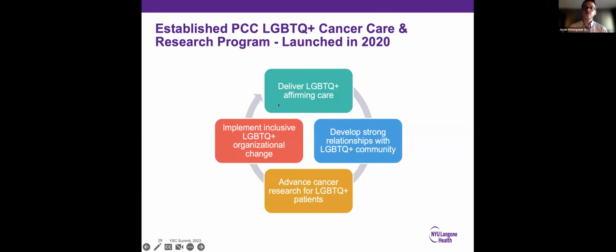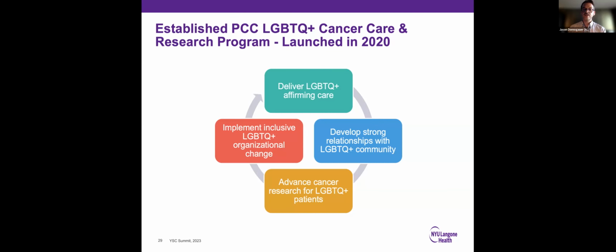And so we launched this in 2020 with four major pillars: to deliver LGBT affirming care, and develop strong relationships with the LGBTQ plus community, because we didn't want to operate on a we-know-what's-best basis. Rather, this is by us, for us, so really involving the community very early on in these processes.